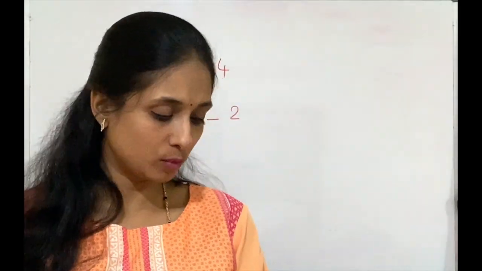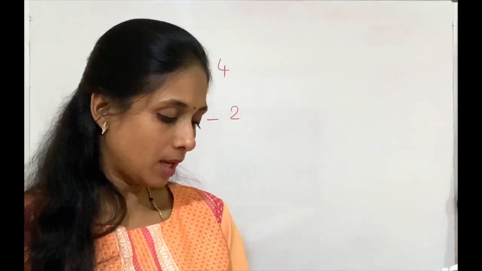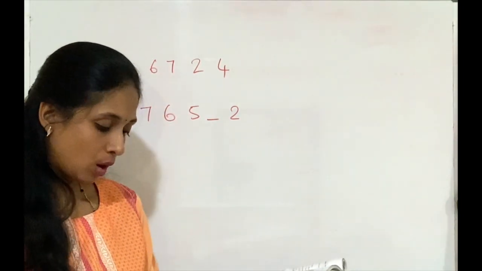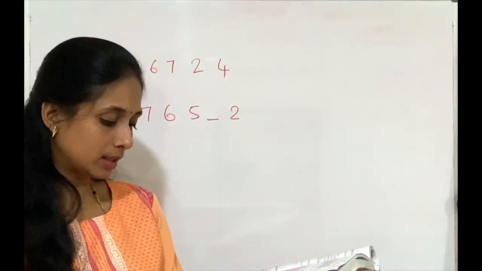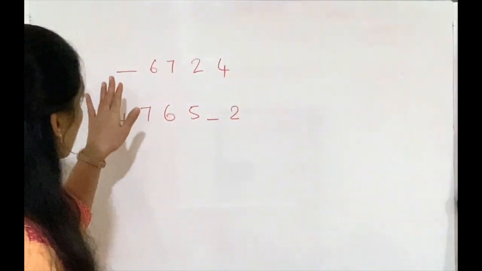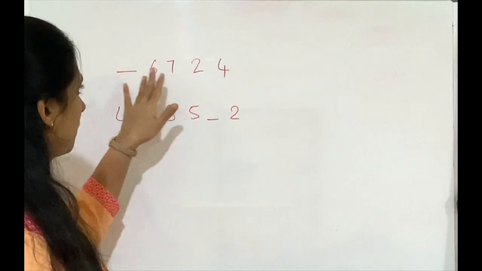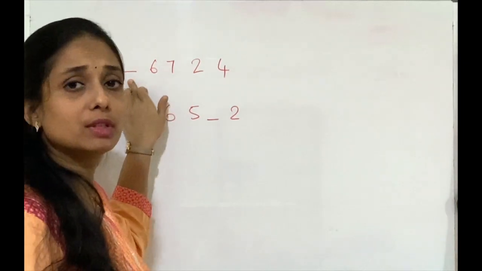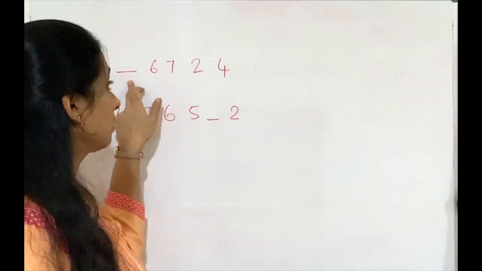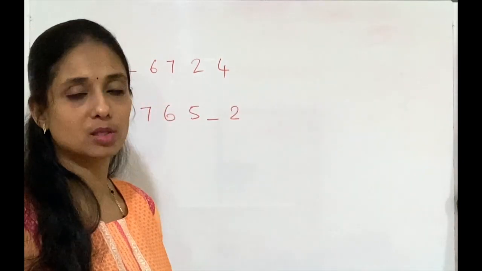Okay. The next problem, the fifth one. Write the smallest digit and the greatest digit in the blank space of each of the following numbers so that the number formed is divisible by 3. Okay, so you have two blanks here. In this number, you have one blank. You should fill this blank with one smallest and one biggest number so that this number is divisible by 3.